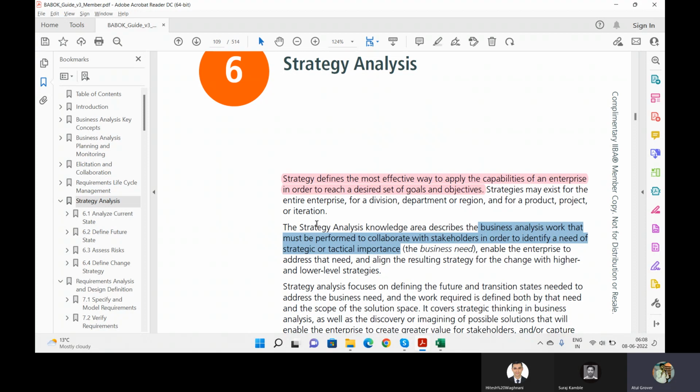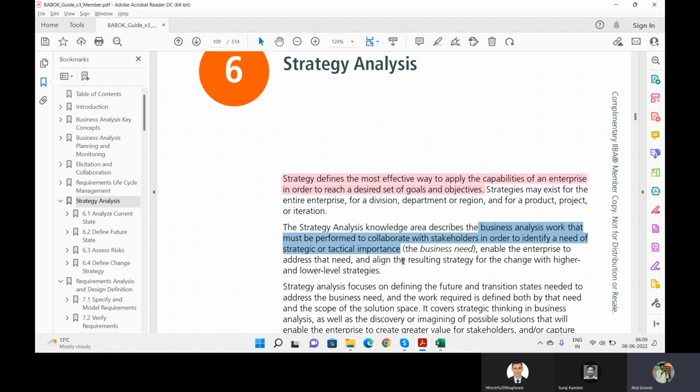तो इसका काम क्या है, as a BA, मेरा काम क्या है, मुझे ये देखना है अपने स्टेकहोल्डर्स के साथ कि जो need of the strategy और the tactical importance, enable the enterprise to address that need, align the resulting strategy for the change. कस्टमर बोल रहा है, बॉस, मुझे ना सर्विस ना इंप्लीमेंट करना है, and they hire me as a BA.